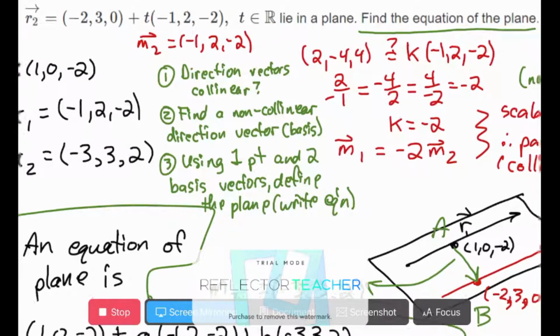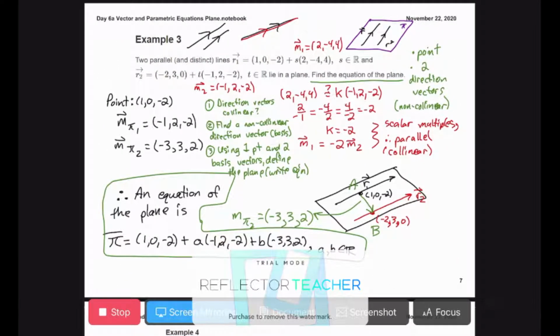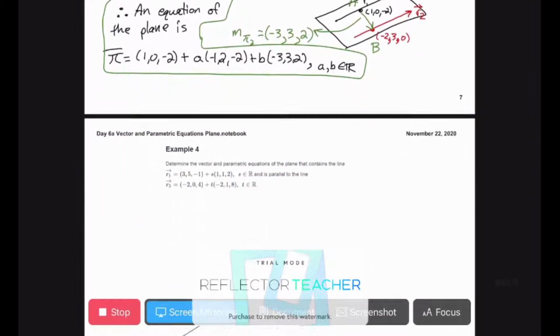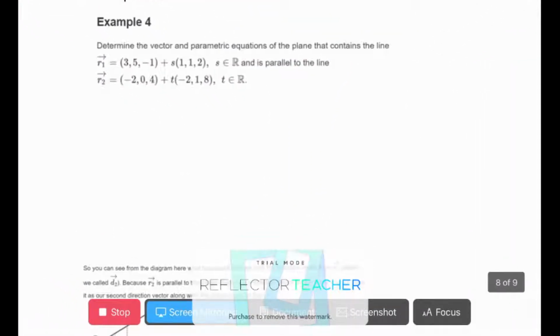So just to briefly summarize what we did here, and I'll zoom out so you can see the whole question in all its glory. And if you want to pause and write anything down or review the steps, now would be a great moment to do that. Almost done. We have 2 more examples. Let's take a look at example 4.